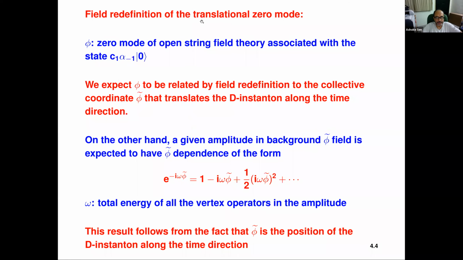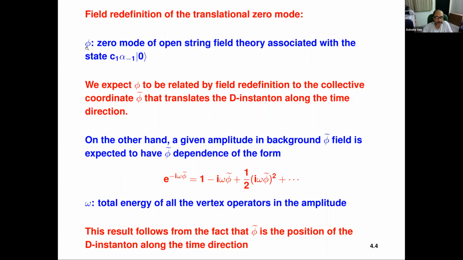So now we turn to the next problem, the next contribution that comes to the same function g of omega, and that involves field redefinition of the translational zero modes. But maybe before I go ahead, are there any questions on the psi1 exchange contribution? Okay, so let me proceed. So let me first recall what the problem is.